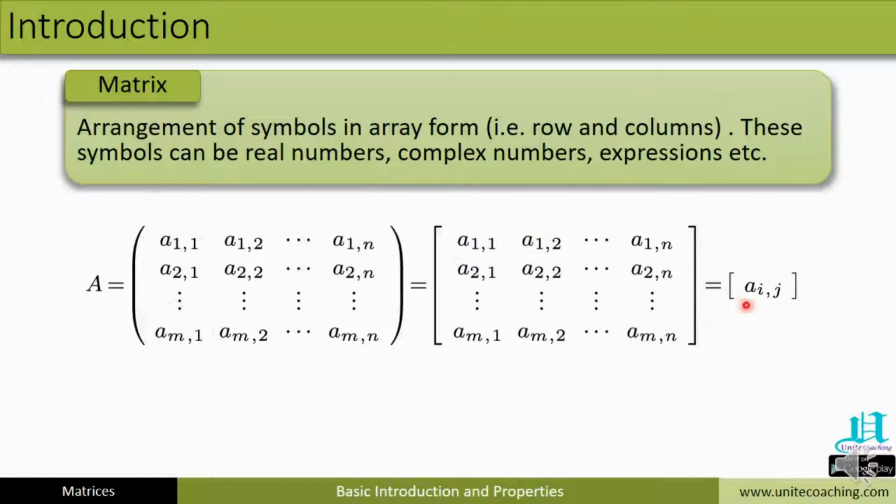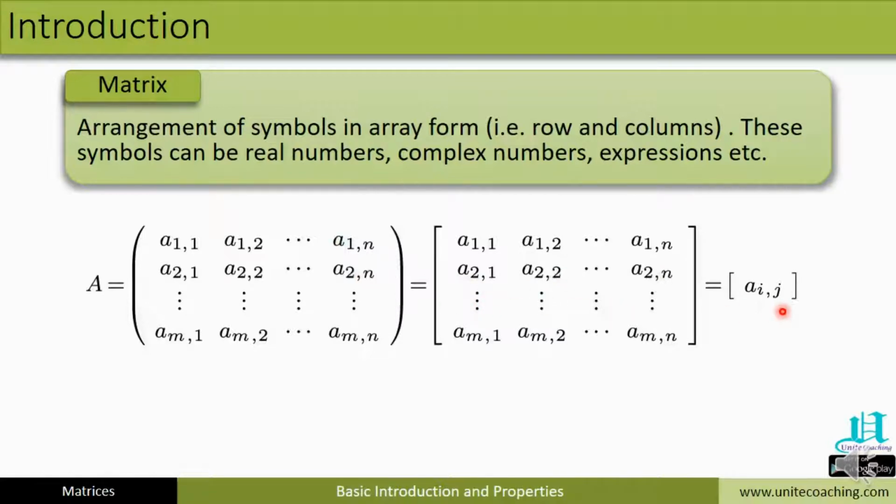We also have a compact representation of a matrix. Compact representation means the representation in which a single element represents all the elements of the matrix. So where do we use the extended form and the compact form? If all the elements of the matrix are different, we need to mention all the elements of the matrix, so in that case we will use the extended form.